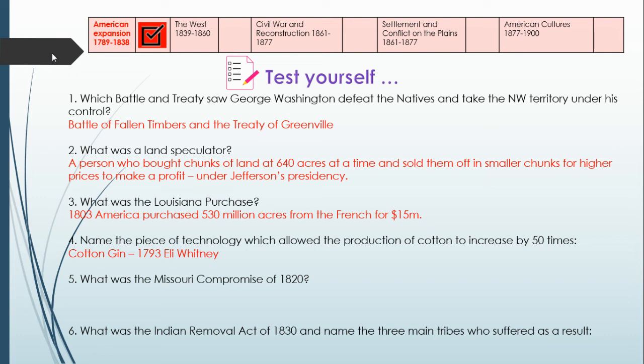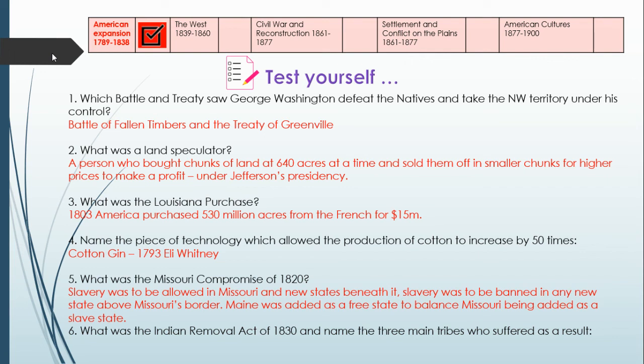Number 5, what was the Missouri Compromise of 1820? Very important. This was where slavery was to be allowed in Missouri and any new states beneath it, but it was to be banned in any states above Missouri's border. And remember that Maine was added as a free state to balance Missouri being added as a slave state. So they did try and balance, but this was going to allow slavery to expand. But it was, as the name suggests, a compromise.